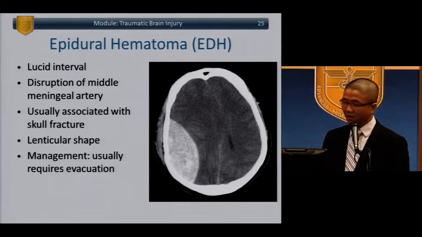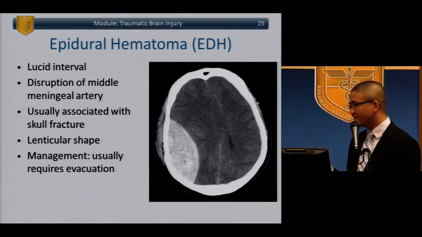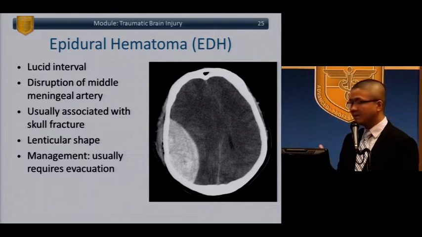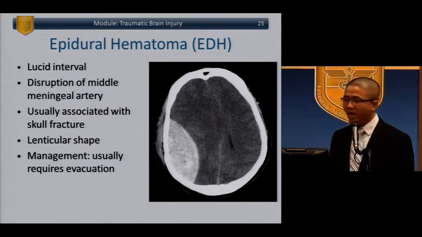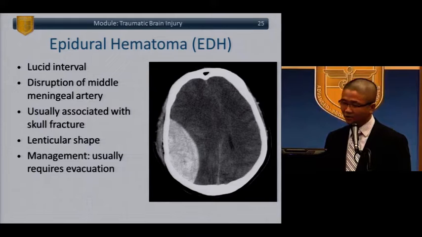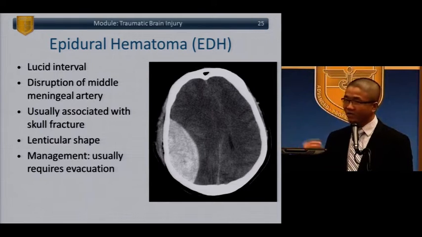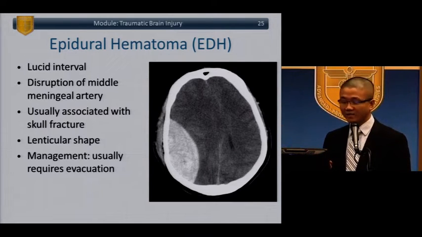Epidurals is classically described as somebody that had a period of lucid interval between moments of altered mental status. It's classically associated with the disruption of the middle meningeal artery, and is usually associated with the skull fracture. It's got the lens shape. It follows contours. It can only push the brain away, and of course the skull forming the other side of the lens. The management usually requires evacuation, right? Particularly because it may be associated with the middle meningeal artery bleed.